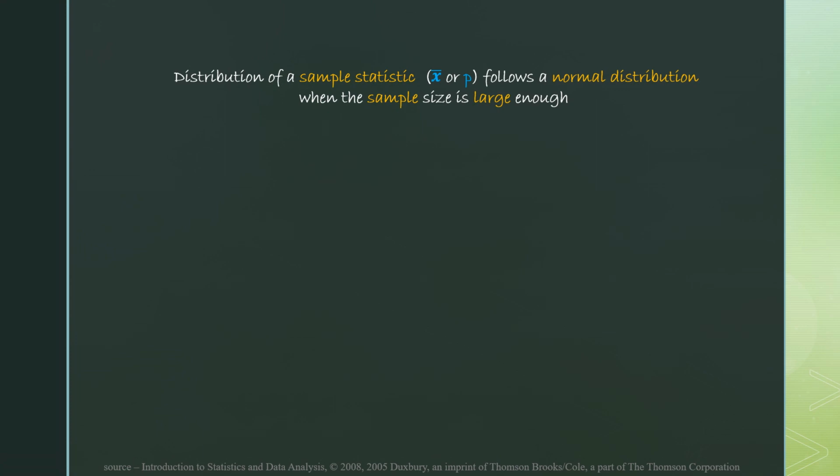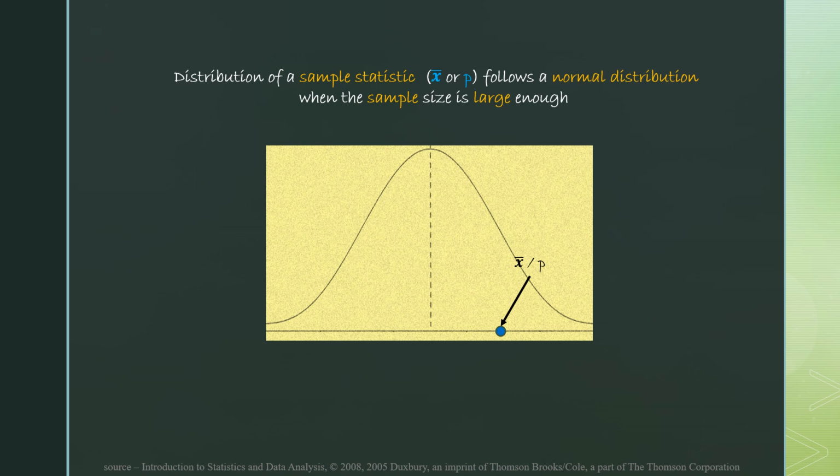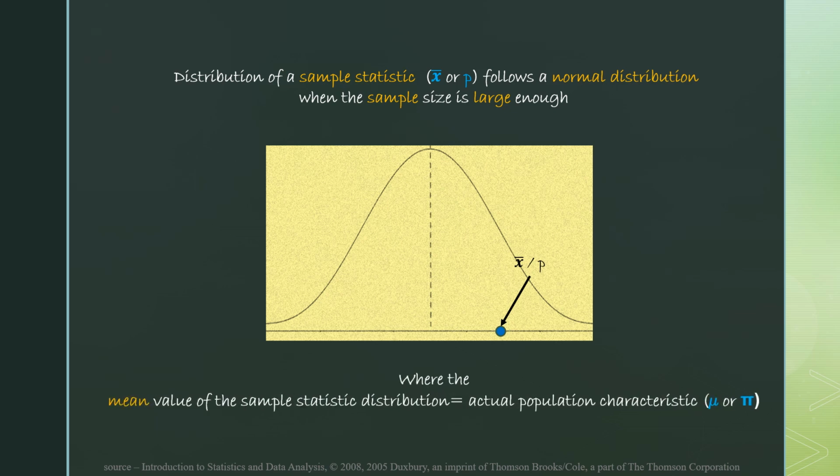Distribution of a sample statistic, that is sample mean x bar or sample proportion p, follows a normal distribution when the sample size is large enough, where the mean of the sample statistic distribution equals the actual population characteristic mu or pi.